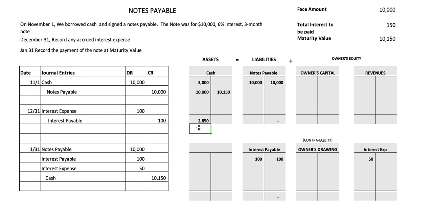It's $2,850. So you see that we borrowed $10,000 and it cost us $150 to borrow that money. Hope this helps you understand accrued interest.